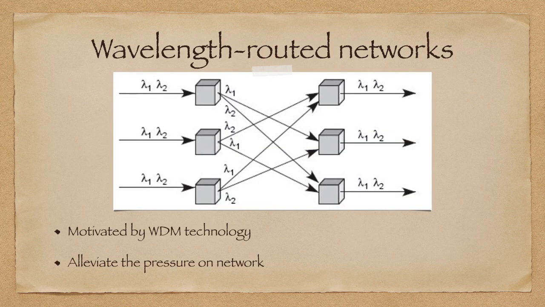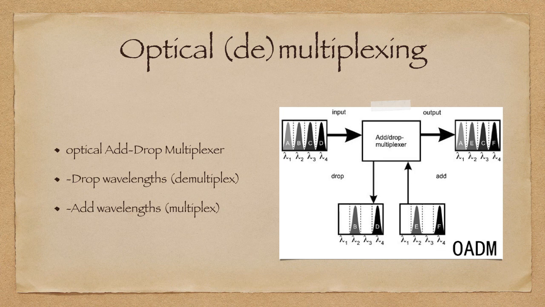Moving to the wavelength routing network, the idea at the basis of the wavelength routing network consists of maximum reuse of the same wavelength. It is motivated by wavelength division multiplexing technology, and it actually alleviates the pressure on the network. Next, let's talk about optical multiplexing and demultiplexing techniques used in optical switching. Basically, we have an optical add-drop multiplexer, which could drop any unwanted wavelengths, or we can add any new wavelengths at any time during transmission.